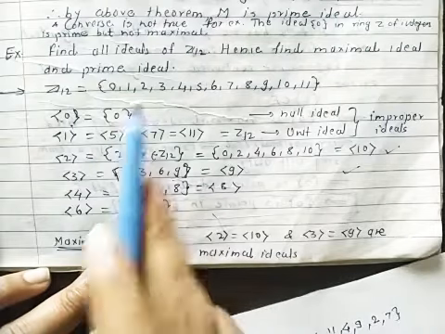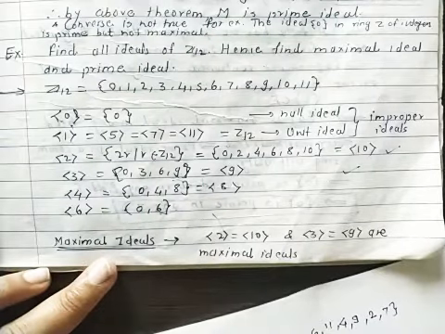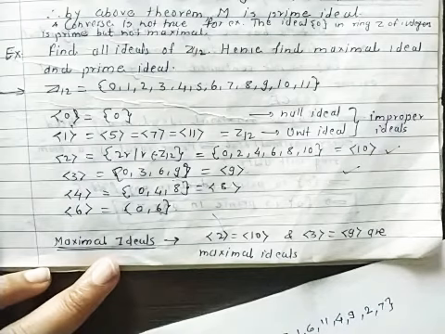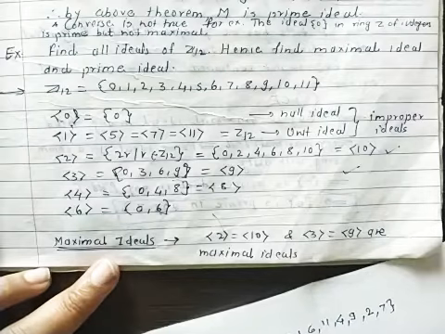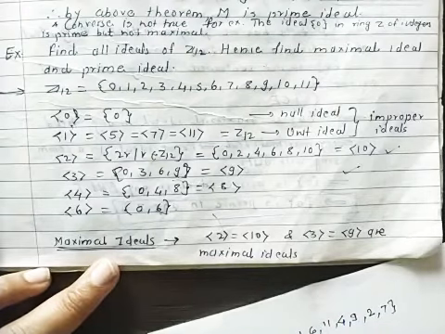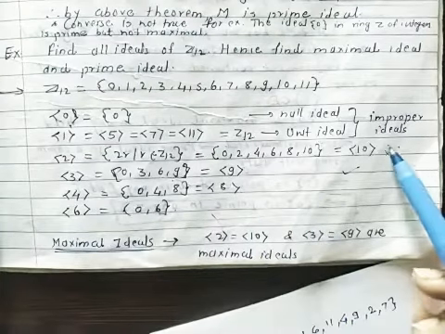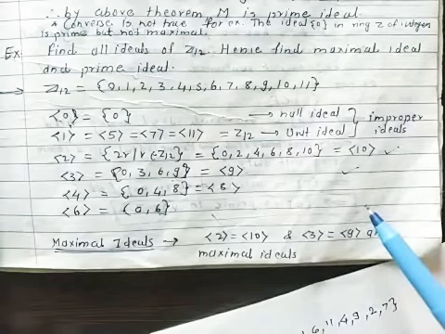Next, the prime ideal. What is the definition of a prime ideal? If the product of two elements belongs to the ideal, then one of the elements should belong to that ideal. Now you can check here. First of all, we know that every maximal ideal is a prime ideal. So by that note, we can say that these two maximal ideals are prime ideals.